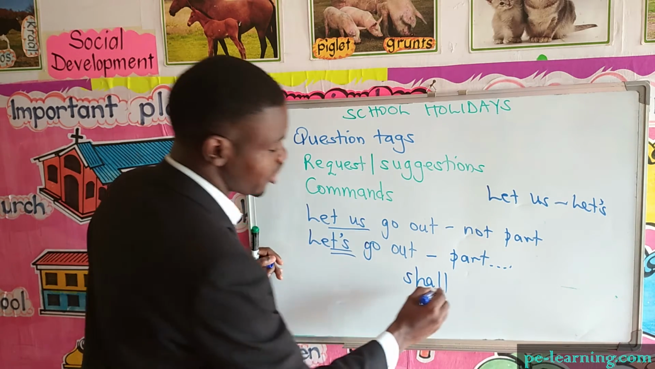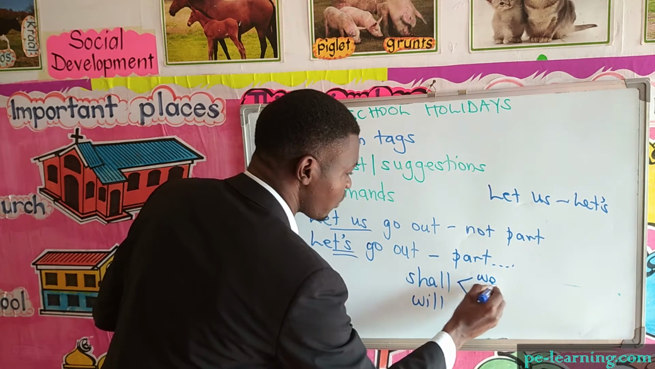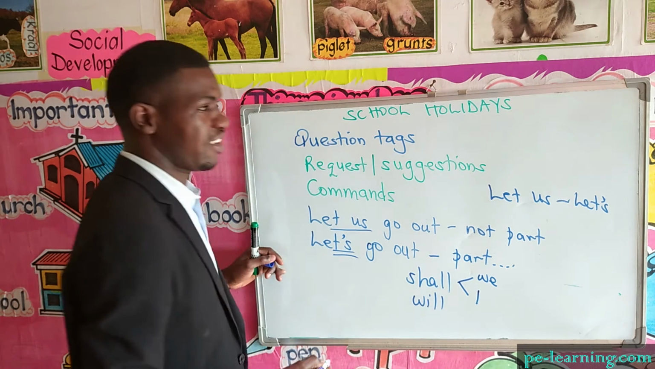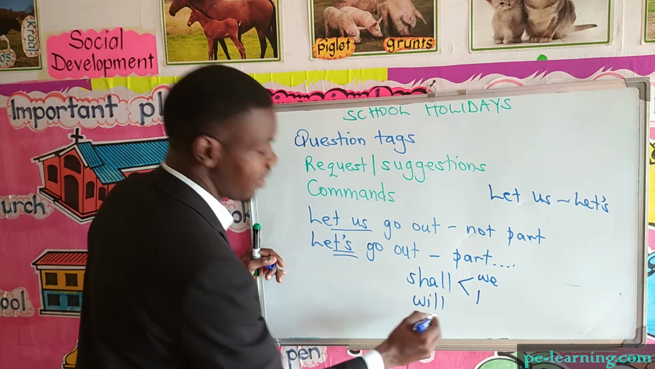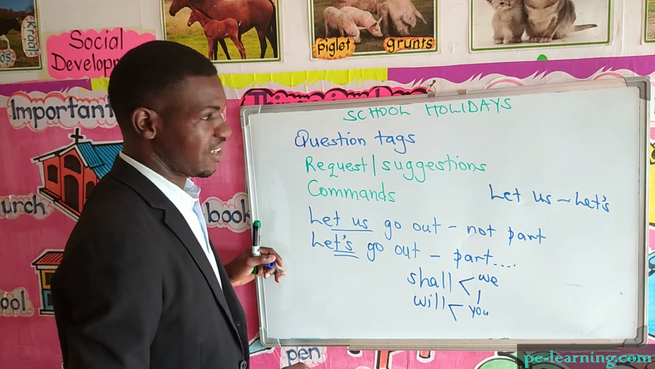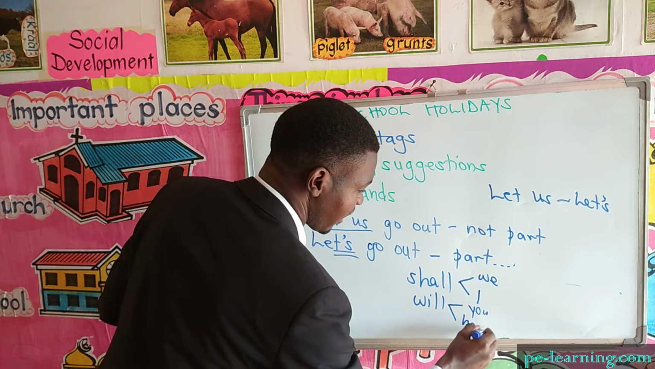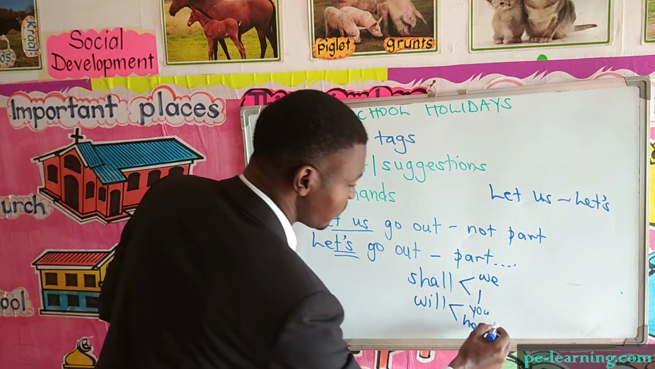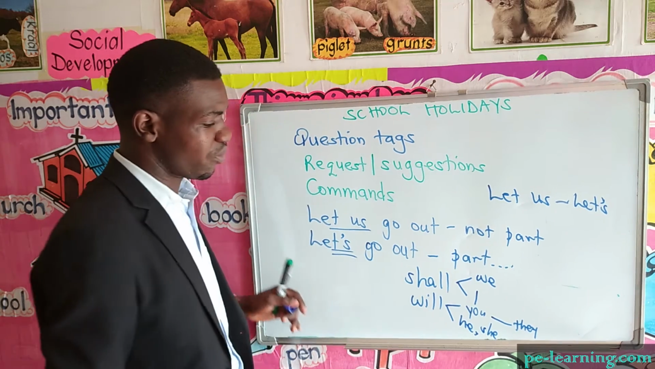Now these two words, shall is used with two pronouns. Mainly, it is used with we, which is the plural form of the first person, and then it is used with I. In normal expressions, I shall or we shall. And then will is used with you, that is the second person, and then it is used with he, that is the third person, and at the same time it is used with she, which is still the third person, and then it is also used with the third person plural, which is they.